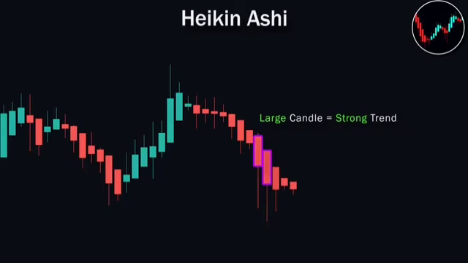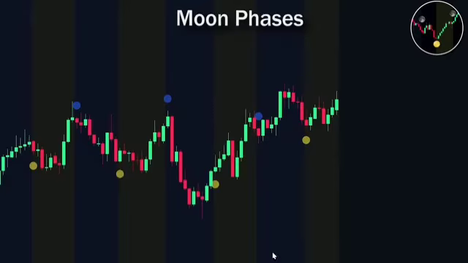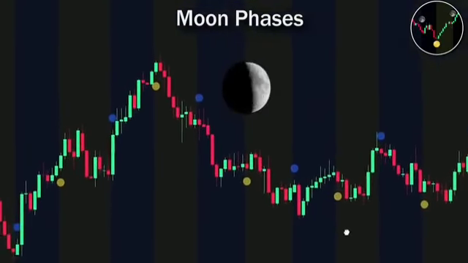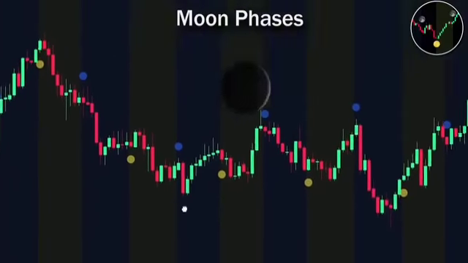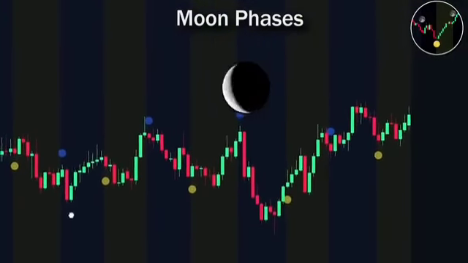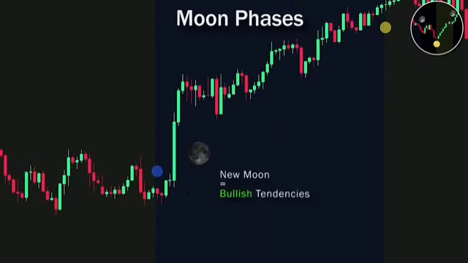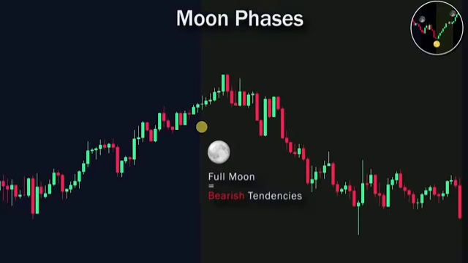Keep in mind that the Hyanashi only acts as an indicator. It does not display the real market price. Moon phases. It is a concept that utilizes moon cycles to time the market. Moon phase traders believe that moon cycles are correlated with human emotions and behavior, which could have an influence on the market. Specific moon phases are believed to be favorable towards a certain trend. A new moon means the market tends to be bullish, and a full moon means the market tends to be bearish. Today, it is used mostly as a confirmation tool.